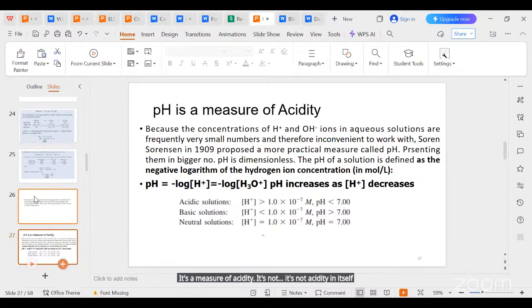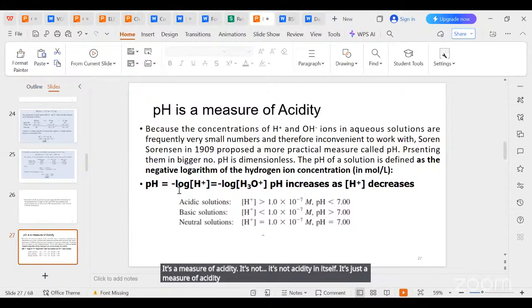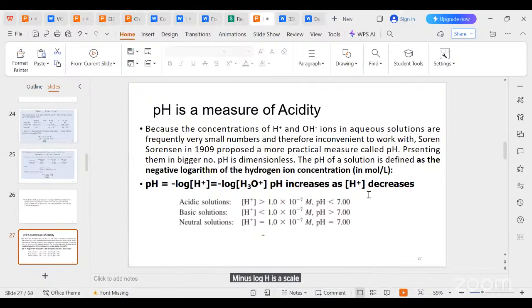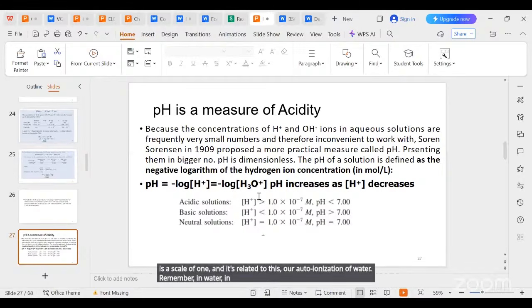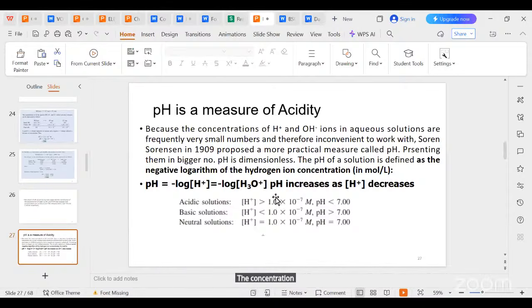It's just a measure of acidity, and it can be defined as minus log H. Minus log H is a scale of 1 to 14, and it's related to the autoionization of water. Remember, in neutral water, the concentration of hydrogen ion is this, and the concentration of OH ion is this. So if you put that concentration in minus log H, you will get 7. Minus log this, you get another 7.